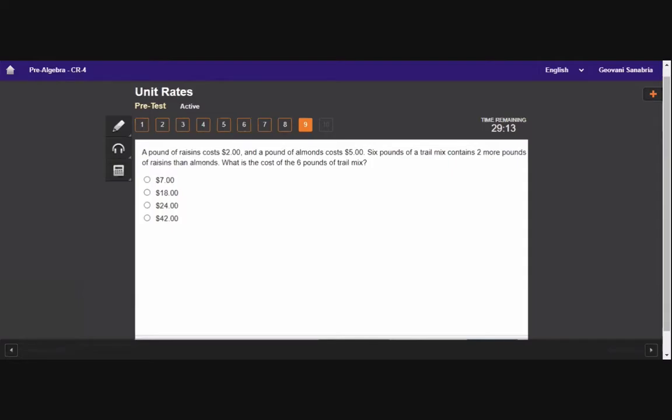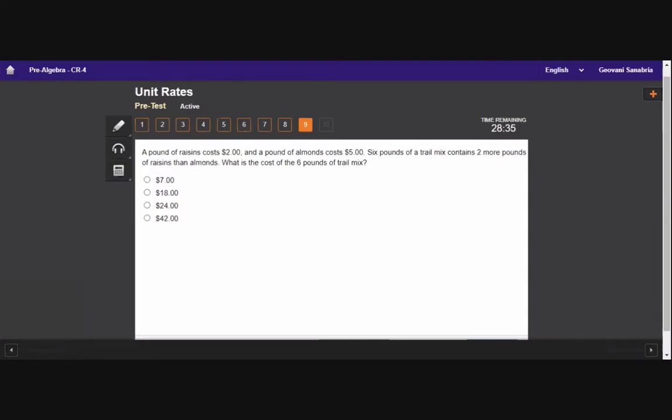Okay. It says 6 pounds of trail mix. So 6 pounds only for trail mix. Does that mean it's just raisins and almonds and that's it? Yeah, but the trail mix contains 2 more pounds of raisins than it does the almonds. So I think with that we can figure it out. It has to add up to 6 pounds. So how many pounds of almonds and how many pounds of raisins, if the raisins have to be 2 more pounds than the almonds, and they still have to add up to 6.